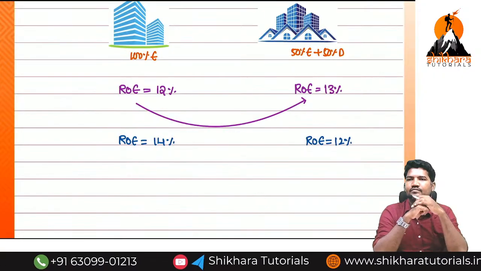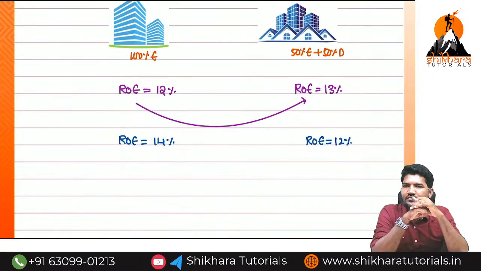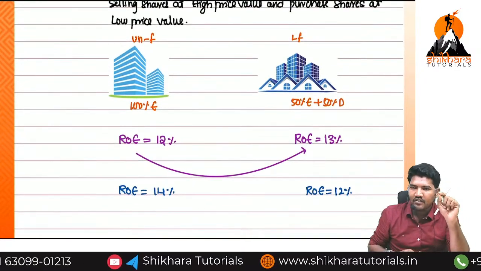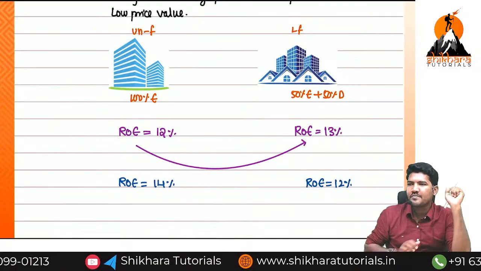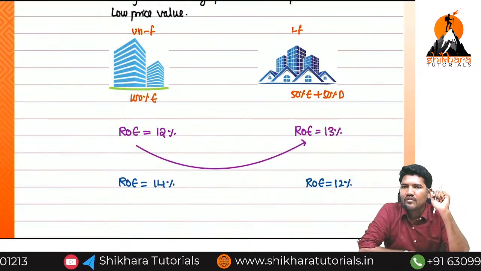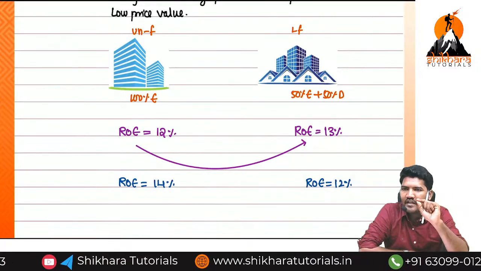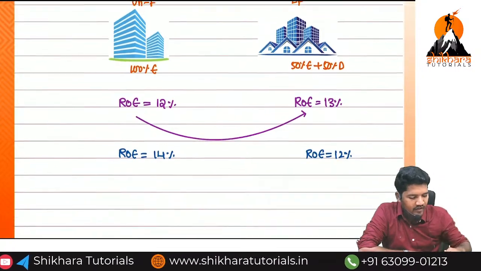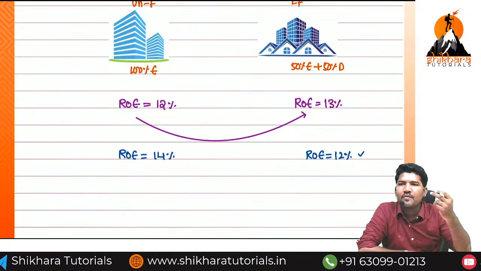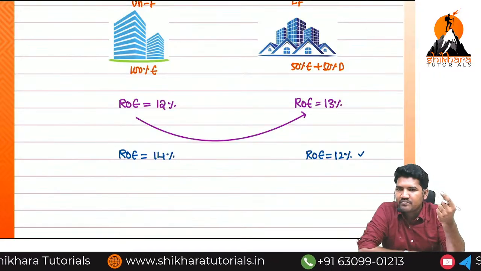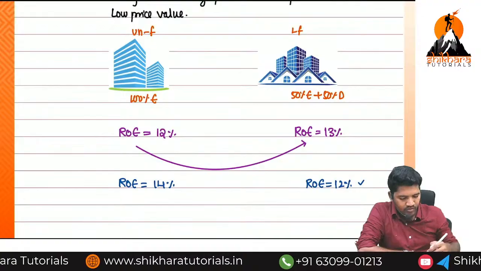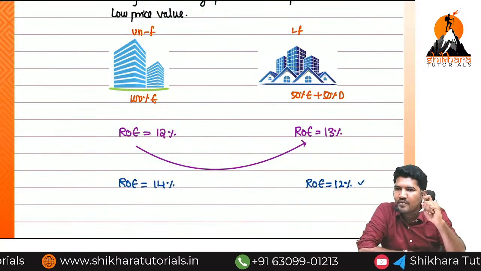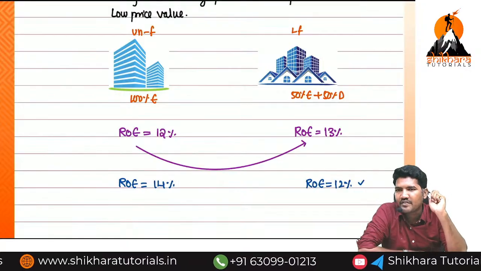Now, in this case, should I continue in the levered firm, or is it better to shift to the unlevered firm? If you continue with the levered firm, you will receive 12% if you invest 1 rupee. If you shift to the unlevered firm and invest 1 rupee there, you will receive how much? 14%. Which one is better?